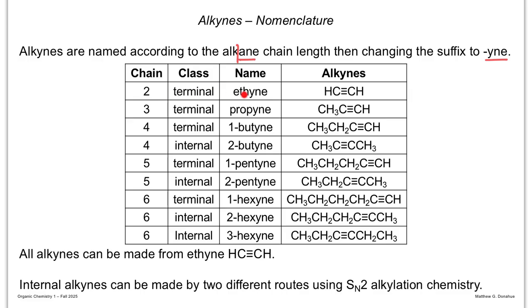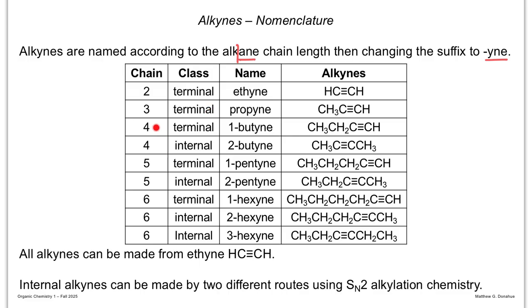So for 2 carbons, we have ethyne, which is also called acetylene. So some of these will have common names as well. For 3 carbons, there can only be a terminal alkyne, and that's propyne. So there's the terminal CH. And remember, for the terminal ones, that CH is acidic, so we can deprotonate it with a reasonably strong base.